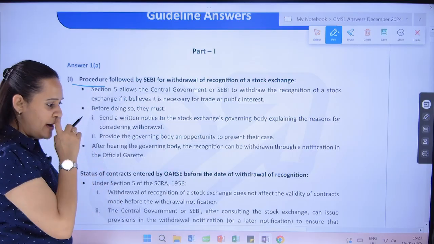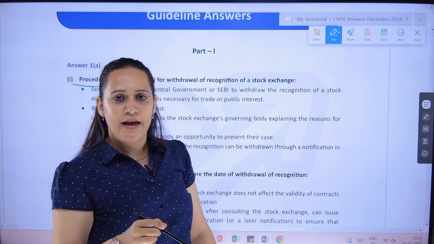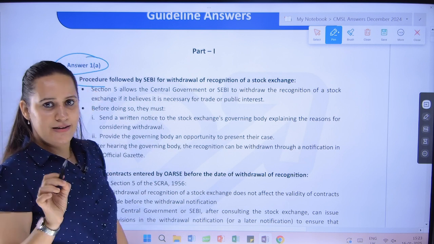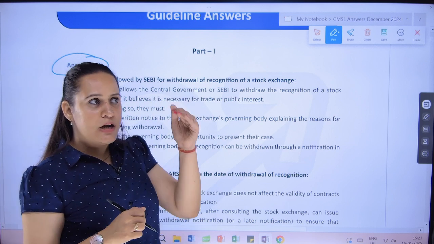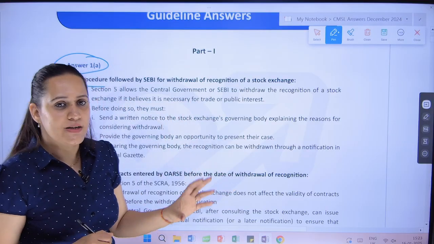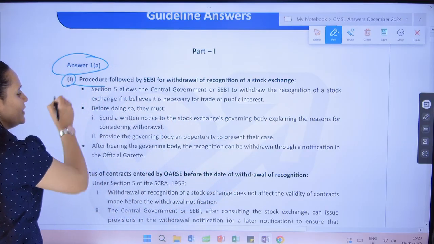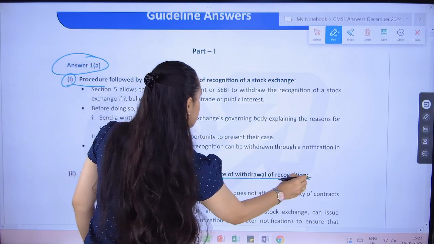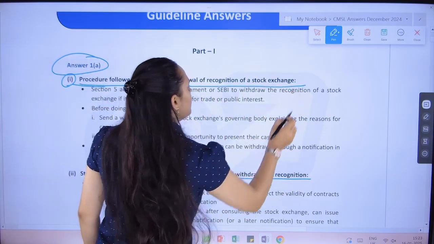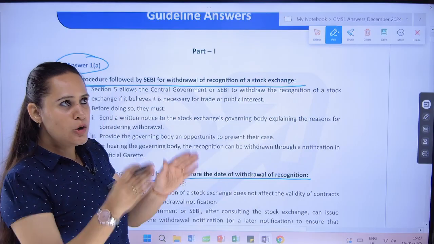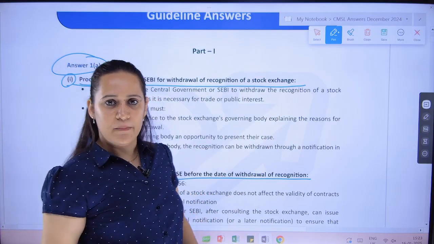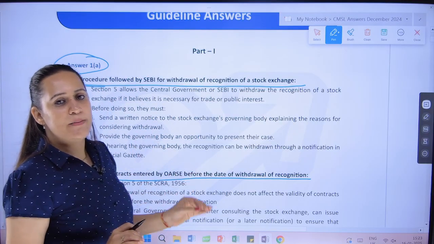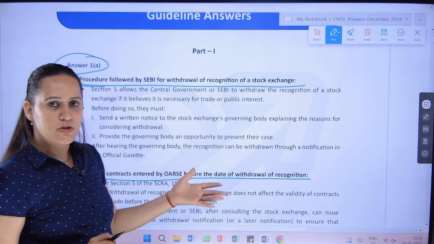Whenever you are writing any answer, make sure that firstly your question number is correctly written. Whenever you are answering multiple sub-questions of the same question, ensure the number of the sub-question is correct and provide suitable headings. Heading is very important to have a neat answer paper. So, we are going to start with the heading: the procedure to be followed by SEBI when it is going to withdraw the recognition from a stock exchange.